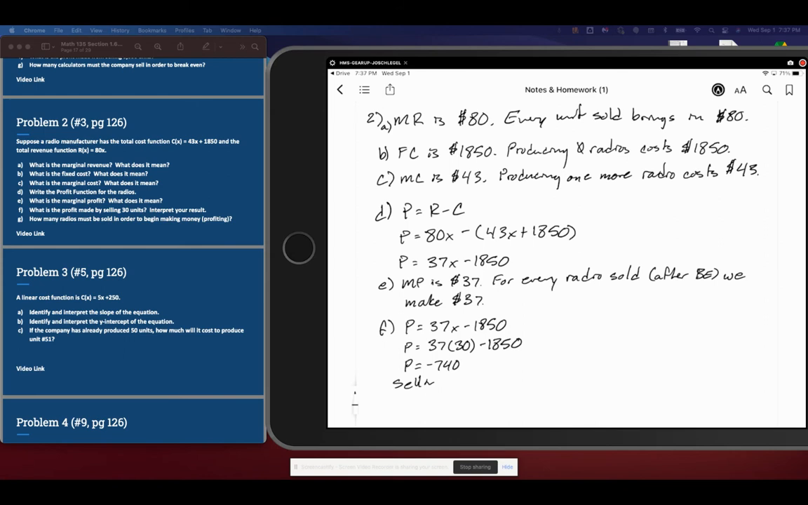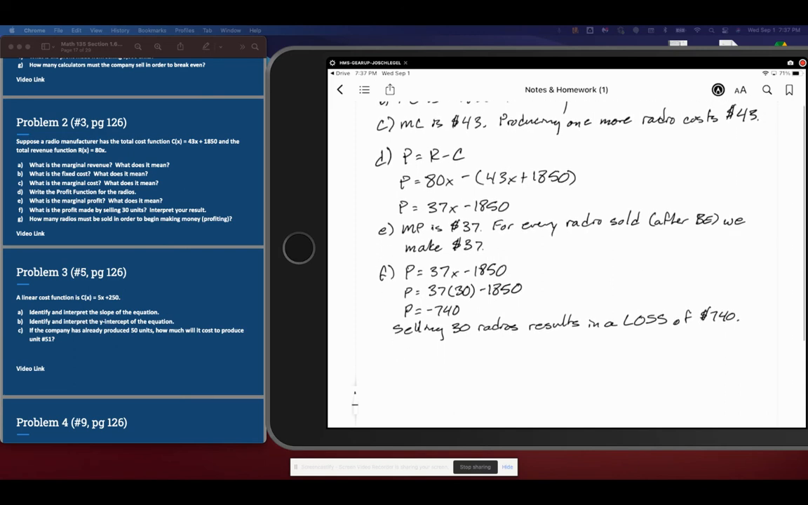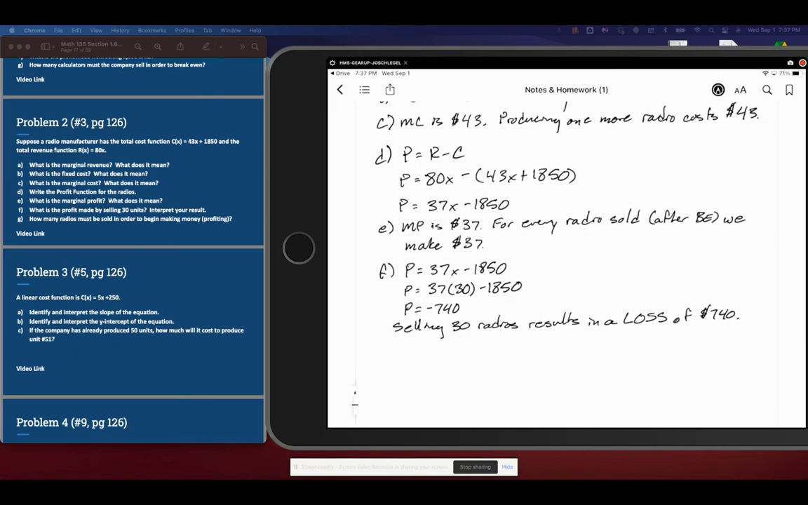Selling 30 radios results in a loss of 740 bucks. So in order to make money, this company is going to need to sell way more, way more than 30 radios.